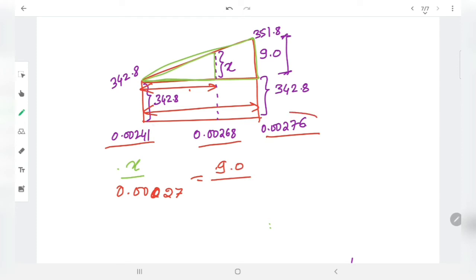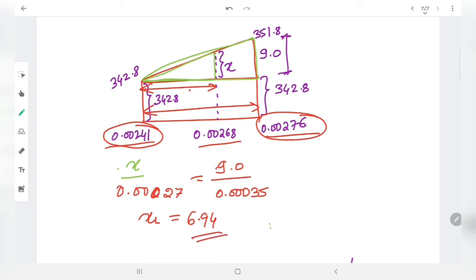Base is nothing but 0.00276 minus 0.00241. This will be equal to 0.00035. When you solve this one, you will be getting the value of x. So x is equal to 6.94. When you solve this one, you will be getting the value of 6.94.